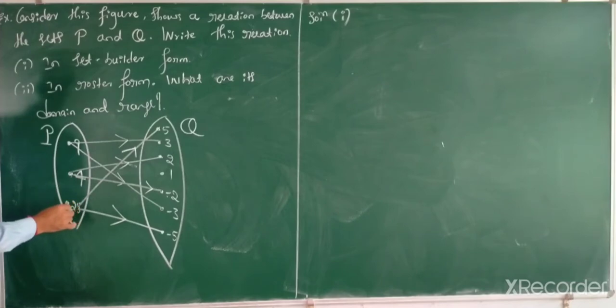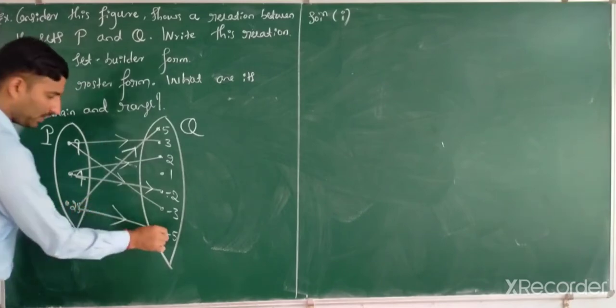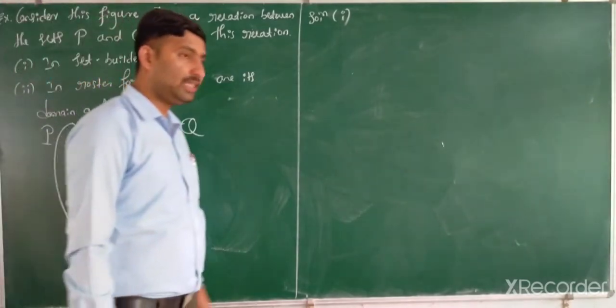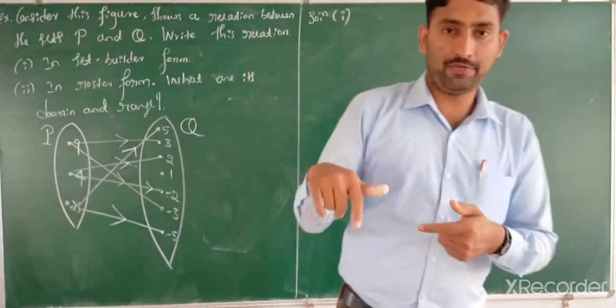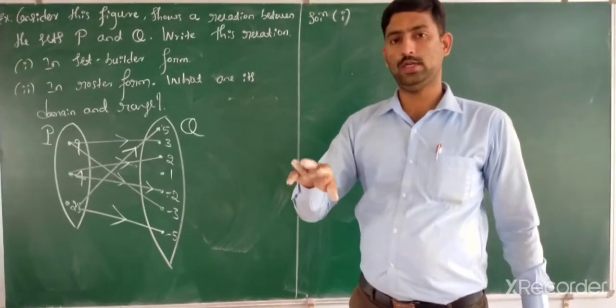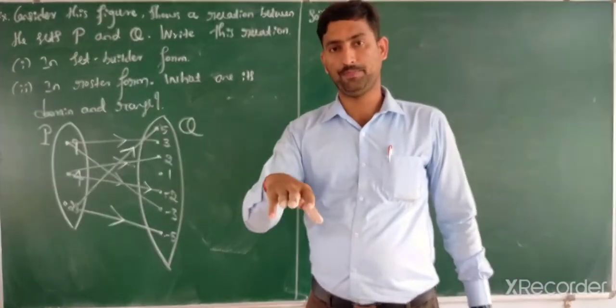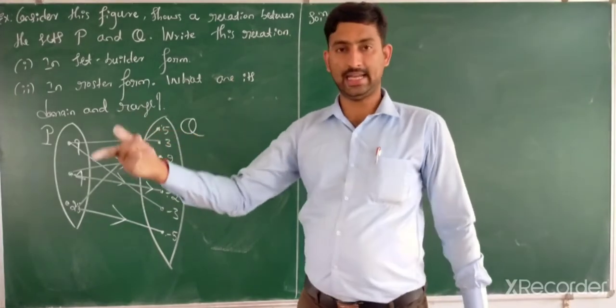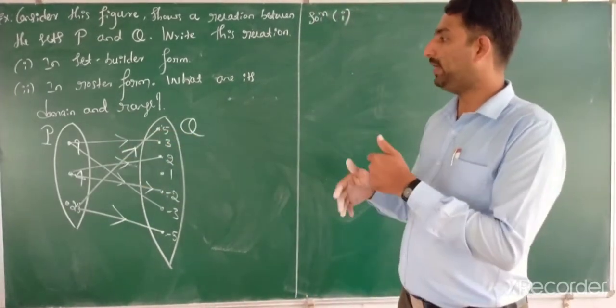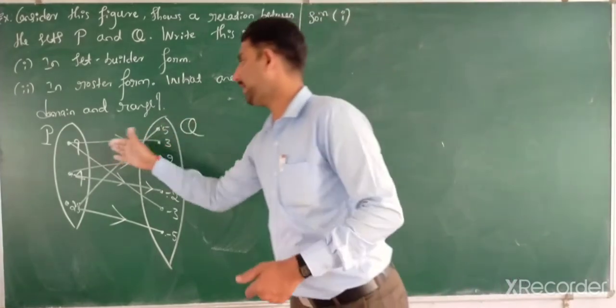After that, one more value is 25. 25 to minus 5 and 25 to plus 5, there will be a combination. Means 5 square is 25, minus 5 square is also 25. Minus 2 square is 4, plus 2 square is also 4. Correct? 3 square is 9, minus 3 square is also 9. Therefore, there will be a combination of the sets P and Q.